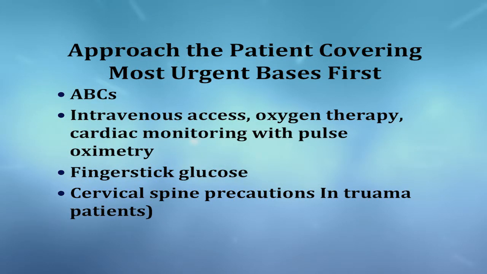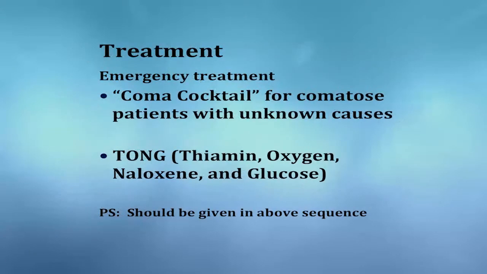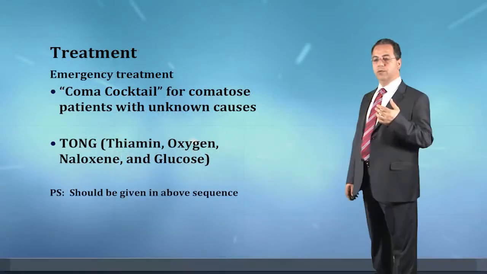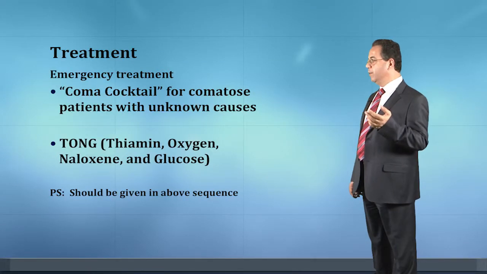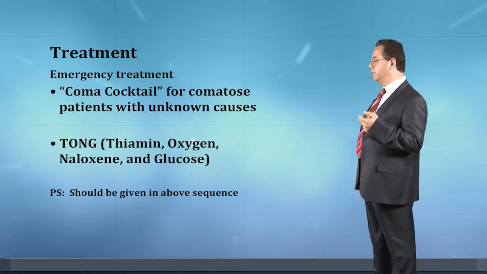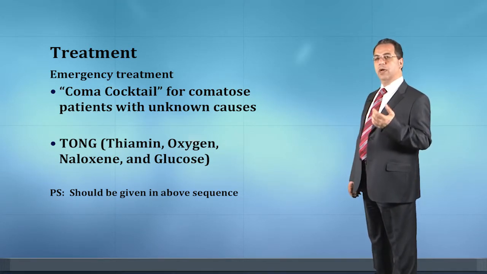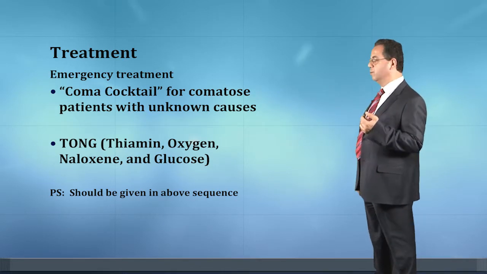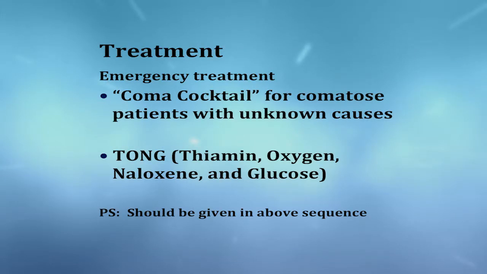So let's go back to approaching the patient one more time. The most urgent basics come first, ABCs. You establish intravenous access, you give oxygen, you do cardiac monitoring and oxygen saturation. You check your finger stick glucose. If there's any indication of trauma or possible trauma, you need to protect the spine using a hard collar until you clear it radiologically. If there are no clues and you have found a patient who is unresponsive with no bystander witnesses and no medical information, a coma cocktail should be given, which should include thiamine, oxygen, naloxone, and glucose. And remember always to give the thiamine intravenously before you give the glucose to avoid precipitating Wernicke encephalopathy.